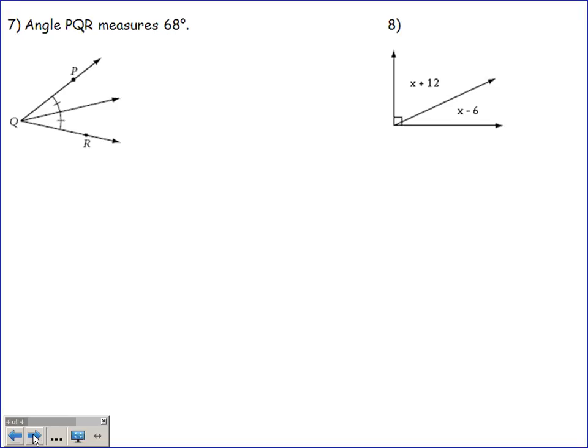Is this it? Is this all we have? Is there a backside? This is it, right? This is all we got.